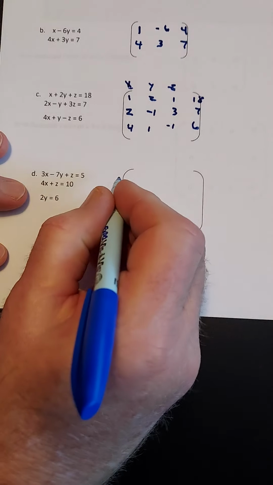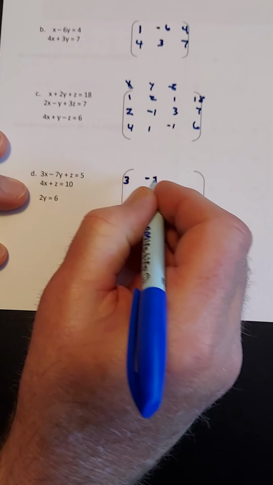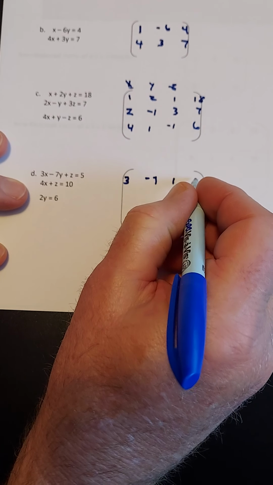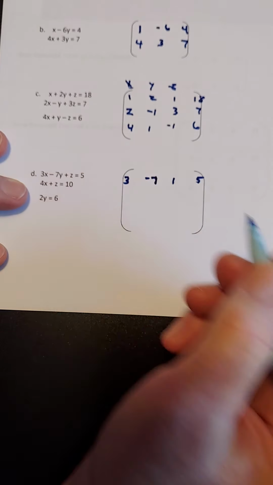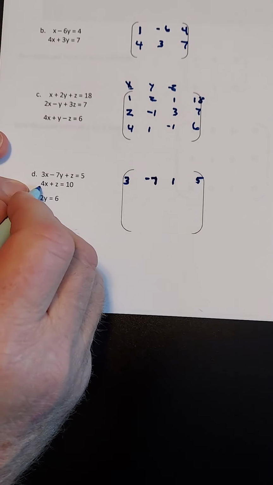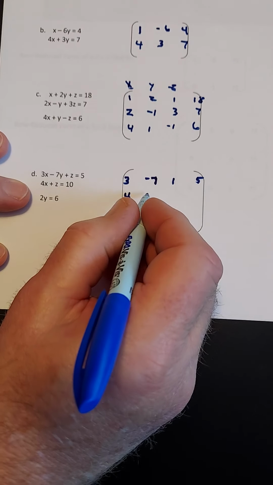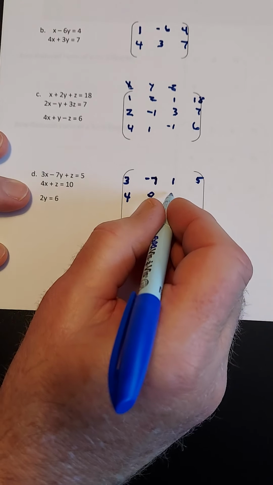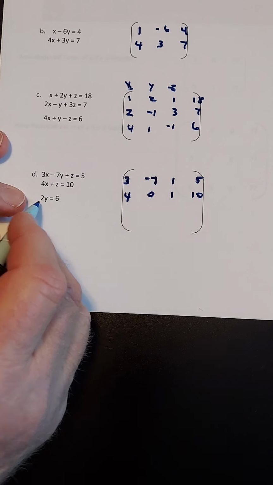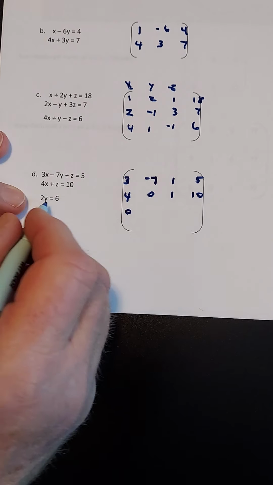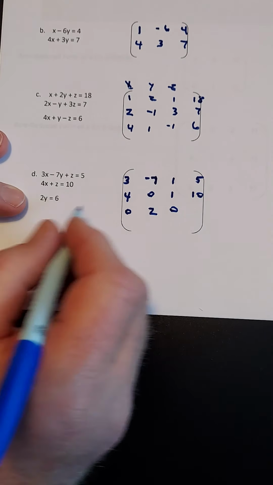And my last one. As you can see, this is starting to become easy. 3, -7, 1, 5. Second row, I've got a 4x. Notice there's no y's. So that's 0 y, so I'm going to put a 0 here. I've got 1 z, and then I got a 10. And then on this one, there's no x's, so I got 0x. I got 2y, there's no z's, so I'll put a 0 and then a 6.